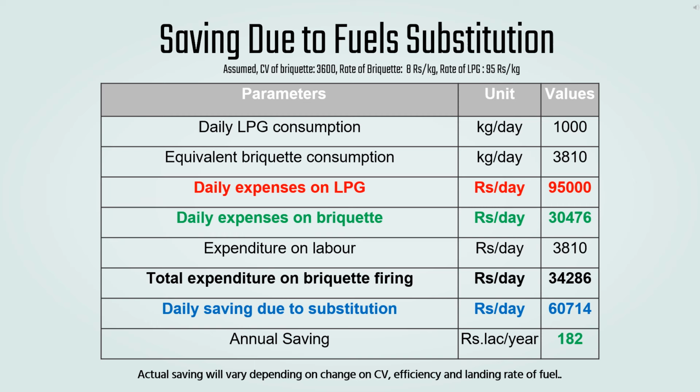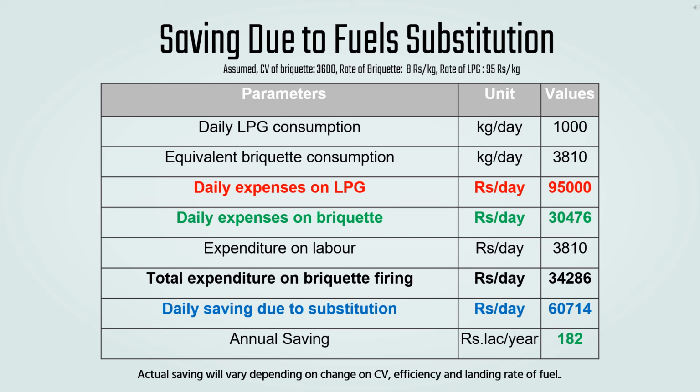First of all, let's consider daily LPG consumption as 1000 kg per day. So the daily expenses on LPG according to the rate of LPG will be 95,000 rupees per day. Now, if we use briquette in place of LPG, the equivalent briquette consumption will be 3810 kg per day. The daily expenses on briquette will be 30,476 rupees per day.